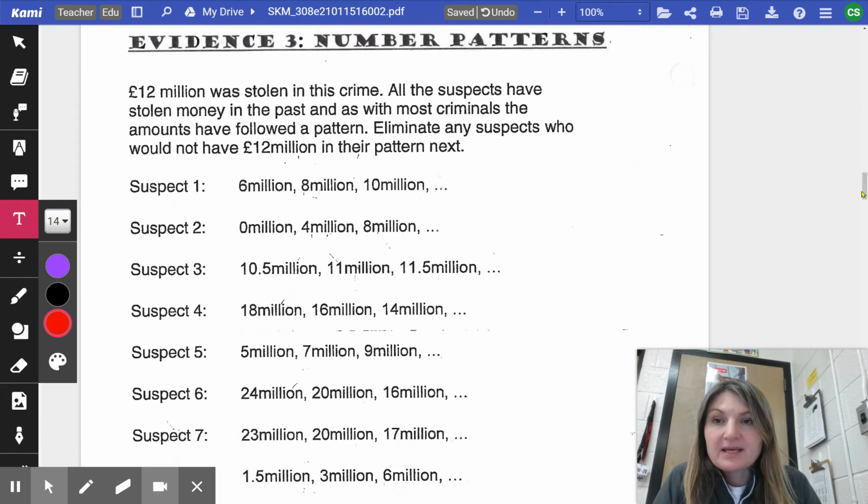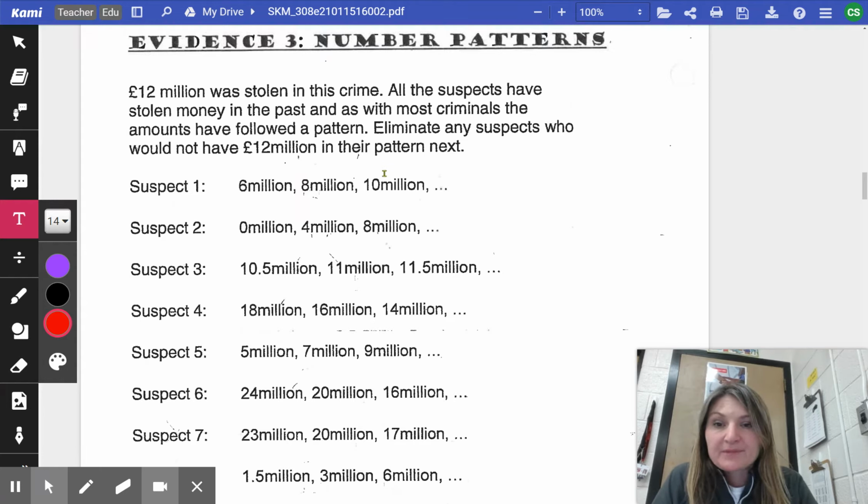Evidence number 3. 12 million was stolen in this crime. All the suspects have stolen money in the past, and as with most criminals, the amounts have followed a pattern. Eliminate any suspects who would not have 12 million in their pattern. Okay, so you get the idea. Go ahead and continue showing work through the evidence to determine who the suspect is and who the guilty party is.